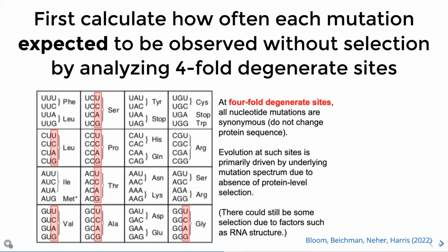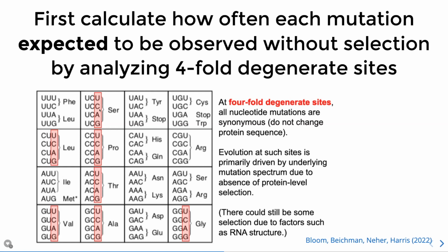In particular, the essence of our approach is first to calculate how often each nucleotide mutation is expected to be observed in the absence of protein level selection. To do that, we look at the fourfold synonymous sites in the viral genome. Some codons have third codon positions where no matter what nucleotide you put in there, you get the same amino acid. So the evolution of these sites is not affected by protein level selection. In general, the changes you see at these sites are pretty reflective of the underlying viral mutation rate.